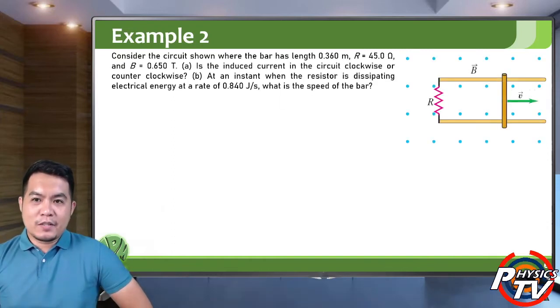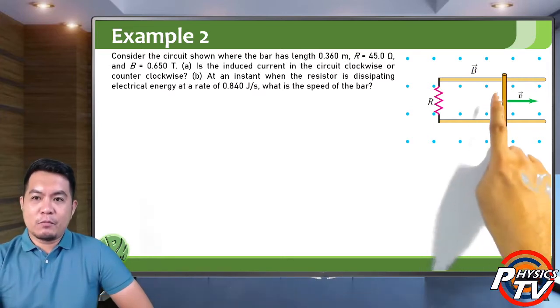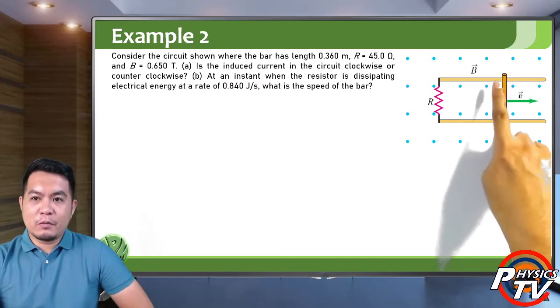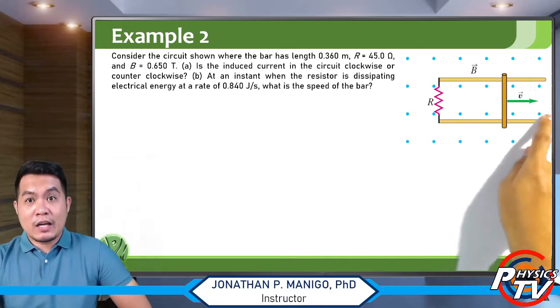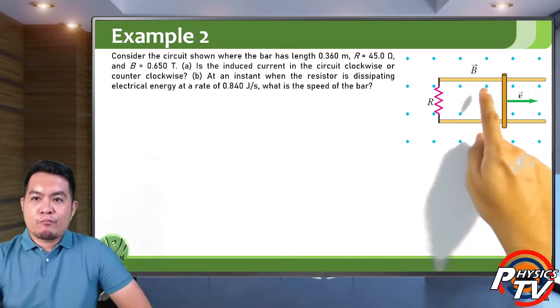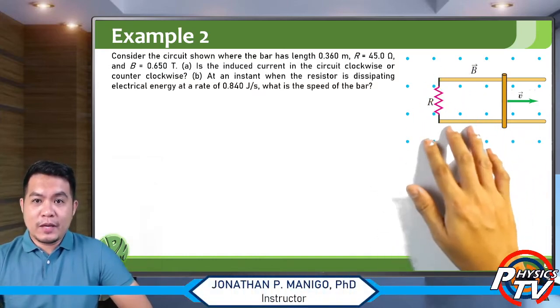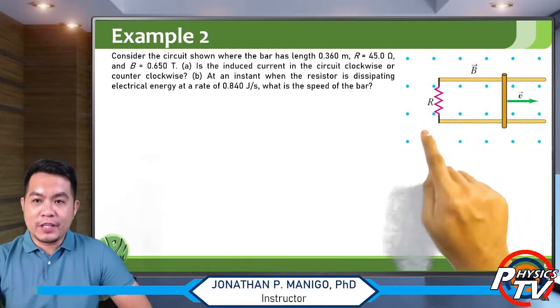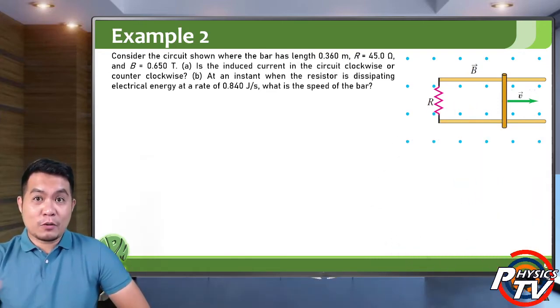So in this case, we now have a loop and then a moving rod. The moving rod completes the loop. It's still moving to the right with the velocity v. And then the magnetic field now is still uniform and constant, but it's now out of the page. So the dots that you see here are just magnetic field lines pointing out of the page.